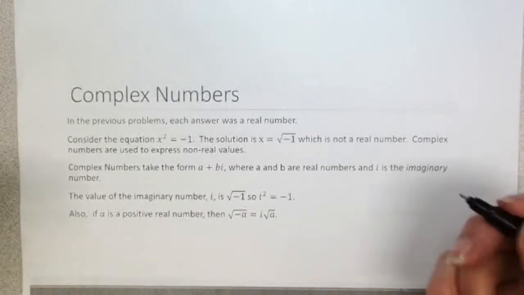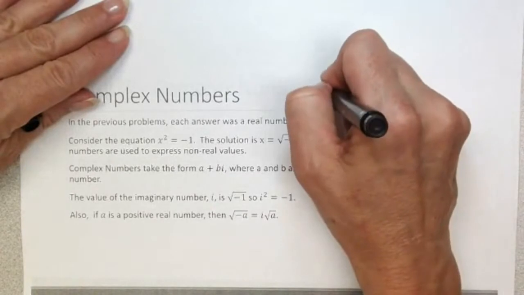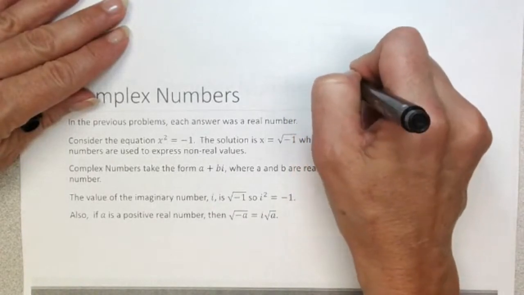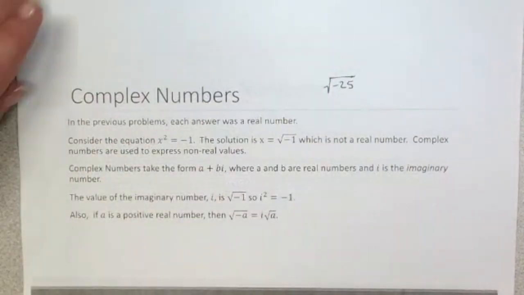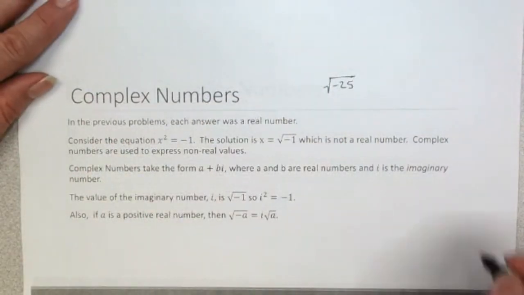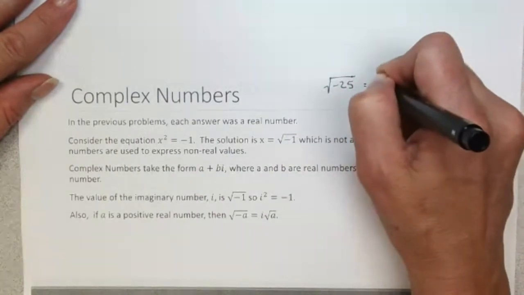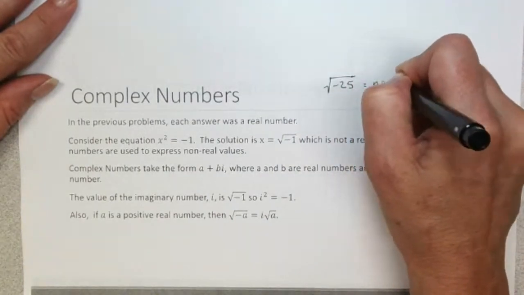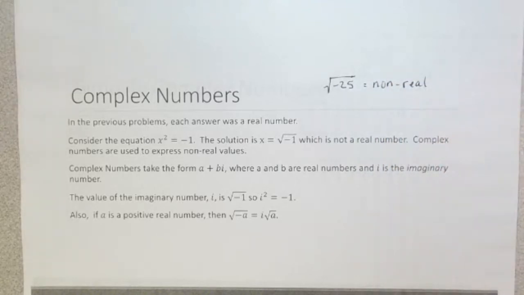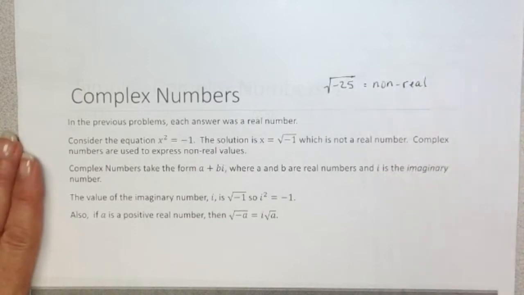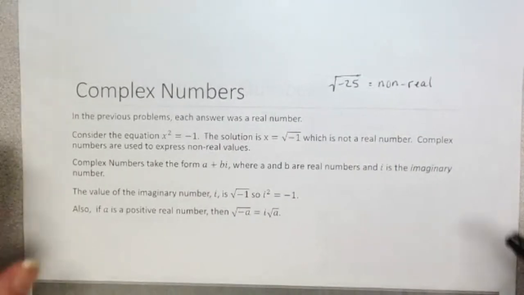If you remember, we were asked to simplify the square root of negative 25, or specify that it's a non-real number. And of course, the square root of negative 25 is a non-real number because there are no two numbers that when you multiply them with each other equal negative 25. Or there is no number that when you square it equals negative 25. So this causes us a problem.